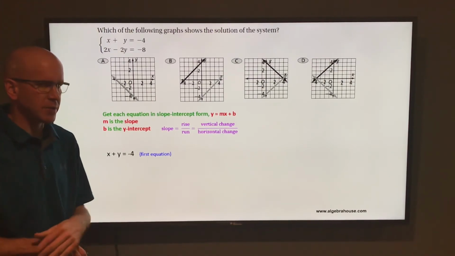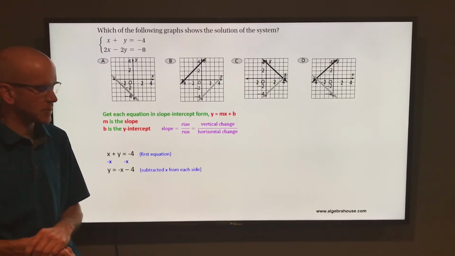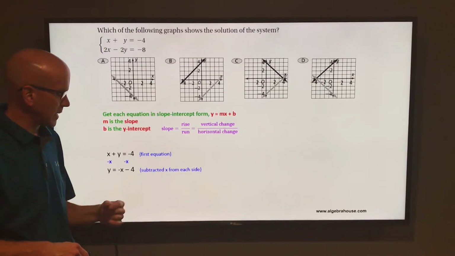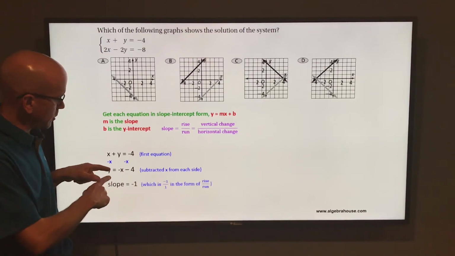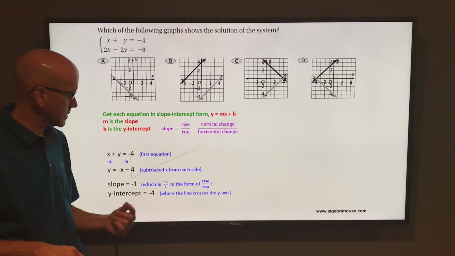Take that first equation, x plus y equals -4. To get that in slope-intercept form, subtract x from each side. End up with y equals -x minus 4. So you can see the slope, that's the number in front of the x, it's -1, and the y-intercept, where it crosses the y-axis, that is -4.